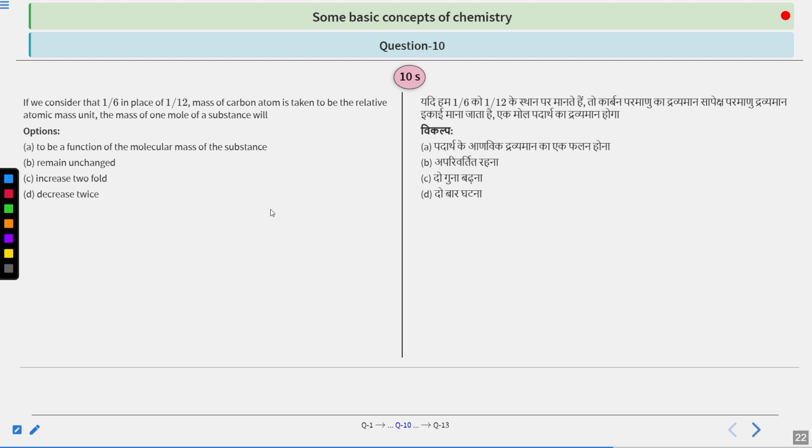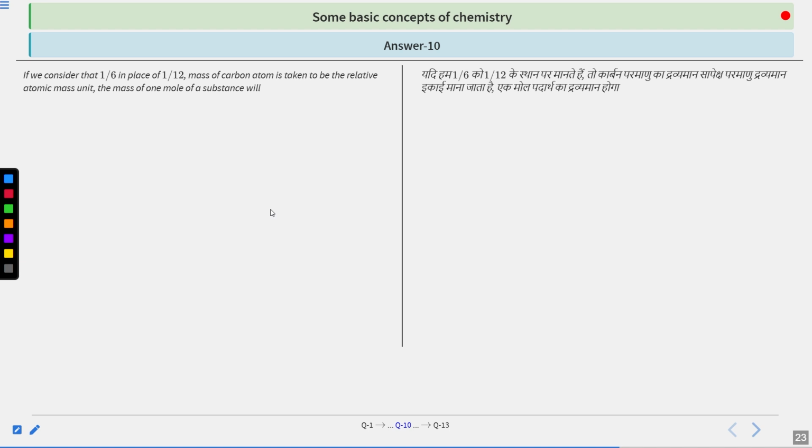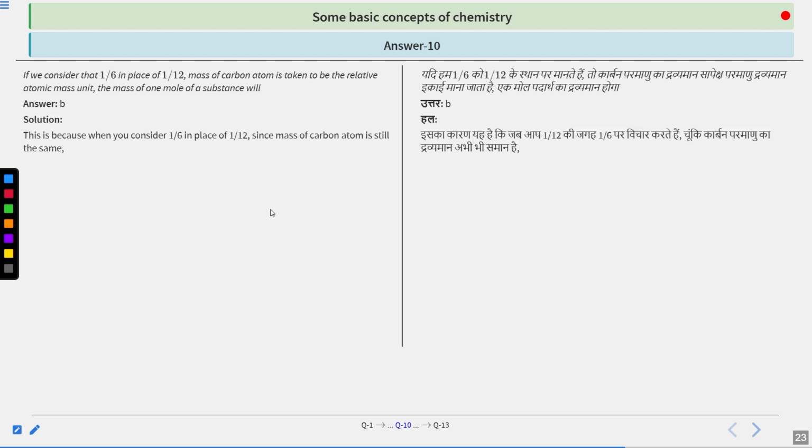Your time starts now. So, what we are doing is we are taking 1 by 6 instead of 1 by 12, and then we have to see what is the mass of 1 mole of the substance with this new standard. So, the correct answer is B. It will remain same, okay, since mass of carbon is still the same. What is the reason behind it? Because we are still keeping the mass of carbon same. Due to that reason, although we take 1 by 6 instead of 1 by 12, we will get the same mass for 1 mole of a substance.